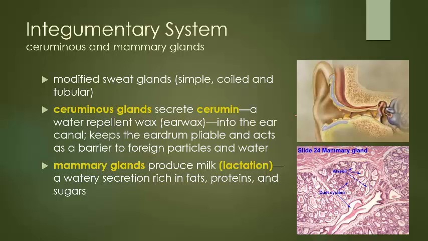And like the secretion that comes from the apocrine sweat glands, they produce a secretion that is rich in fat, proteins, and sugars. So that's what milk is: milk fat, the milk proteins like casein, and the sugars like lactose that we find in milk. So there we have it, the accessory structures of the skin, the fingernails and toenails, the hair follicles, the sweat glands, and then the modified sweat glands that produce earwax and milk.